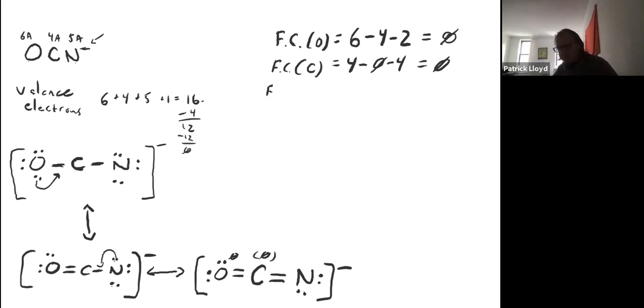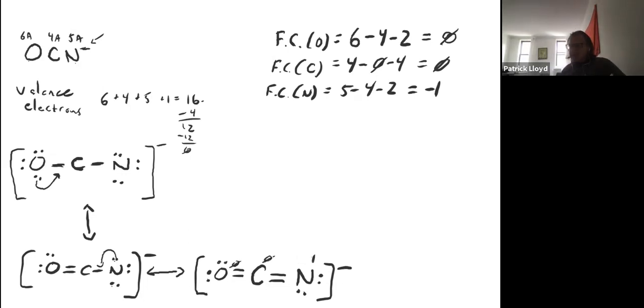Nitrogen is group 5A. It has 2 lone pairs, and it has 2 bonds. -1. So there's our -1. I'm putting little parentheses around there, but we don't need to put parentheses. I'm just going to put a 0 there, a 0 there, and a -1. So that's not too bad. It does add up to -1. Now here's one little nuance. This is a detail.